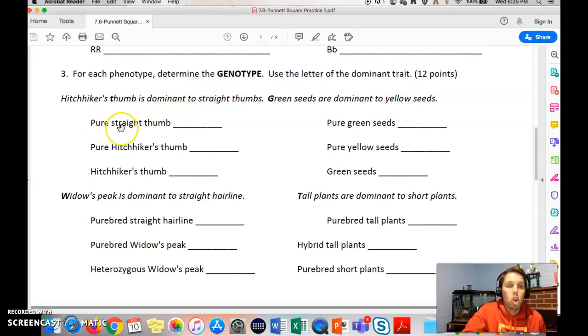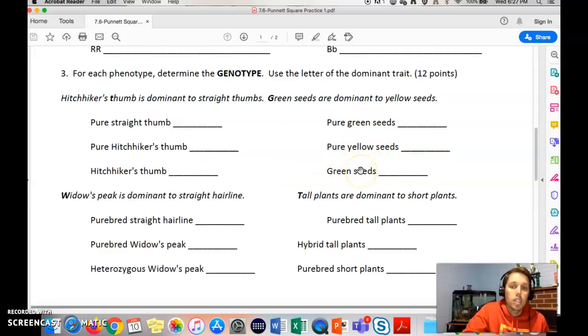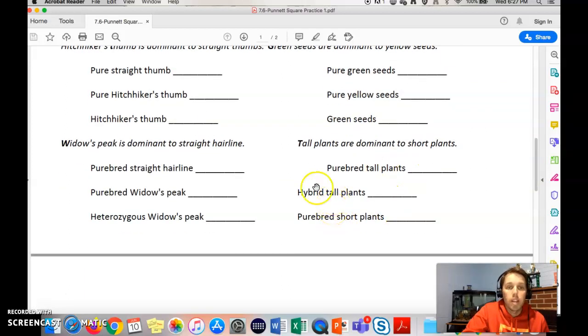So if someone was pure straight thumb, pure recessive, it means they would have to be little t. If they were pure hitchhiker, it means pure would be the same as homo, the same letter twice. Hitchhiker is dominant, so it's the same dominant, big T. And finally, the third option, someone that just has hitchhiker's thumb, would have one big T and one little t. You need to do the same for seed color, tall or short plants, and widow's peak or straight hairline.